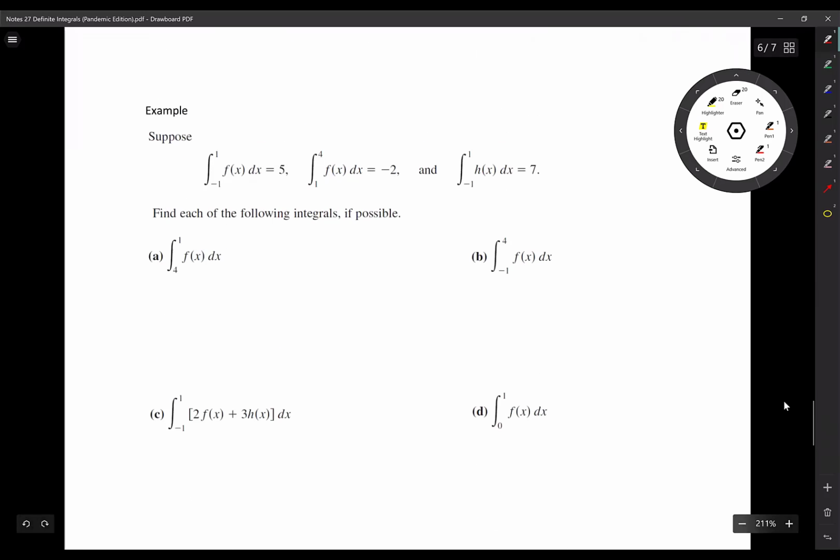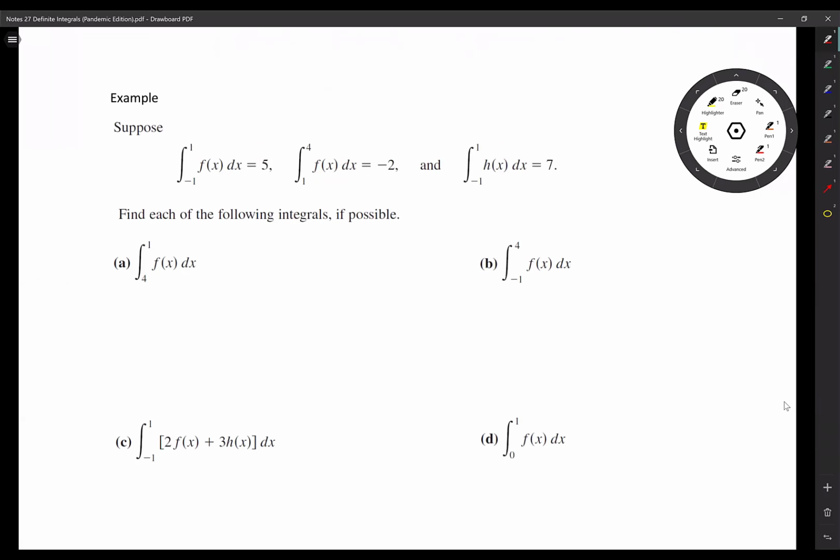Let's see. They give me f of x and h of x. They don't tell me anything about f of x, like how it looks, if it's even or odd. I think if they would have told me that, I could have probably answered one more. All right. 1 to 4, 4 to 1, sorry. From 4 to 1, integral from 4 to 1 of f of x dx, that is a 2.